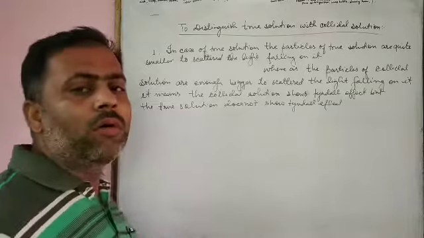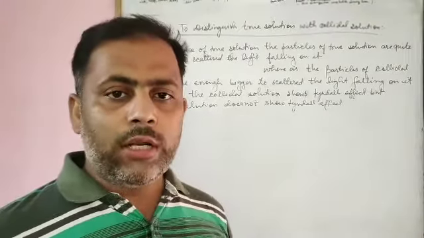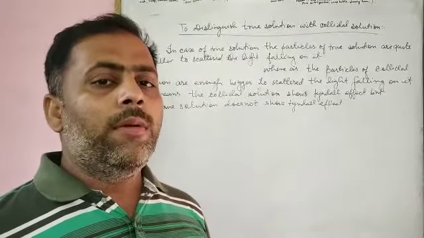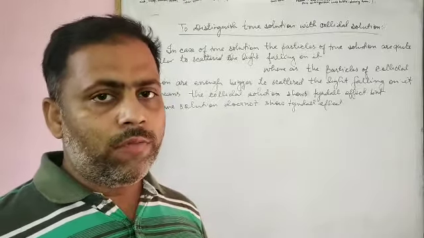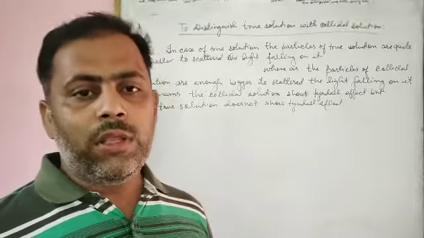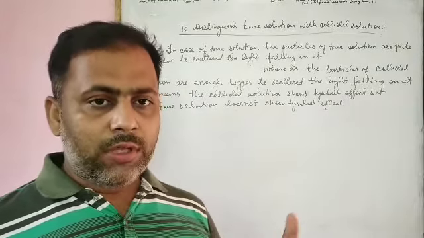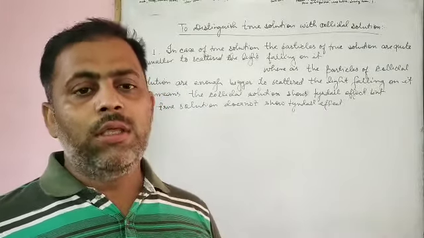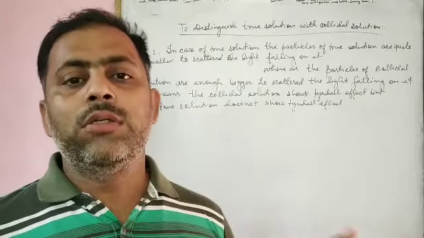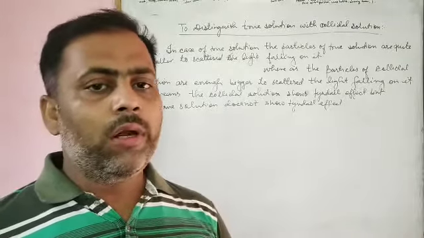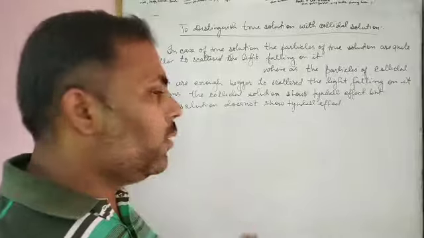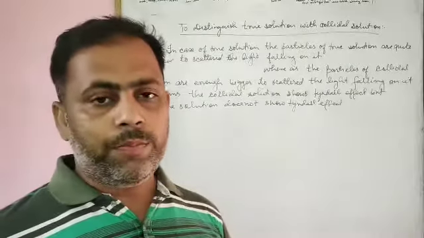This is how, on the basis of scattering the light by the particles of the solution, we can distinguish whether they are true solution or colloidal solution. If they scatter the light, then the solution is termed as colloidal solution, and if they are not going to scatter the light, they belong to true solution.